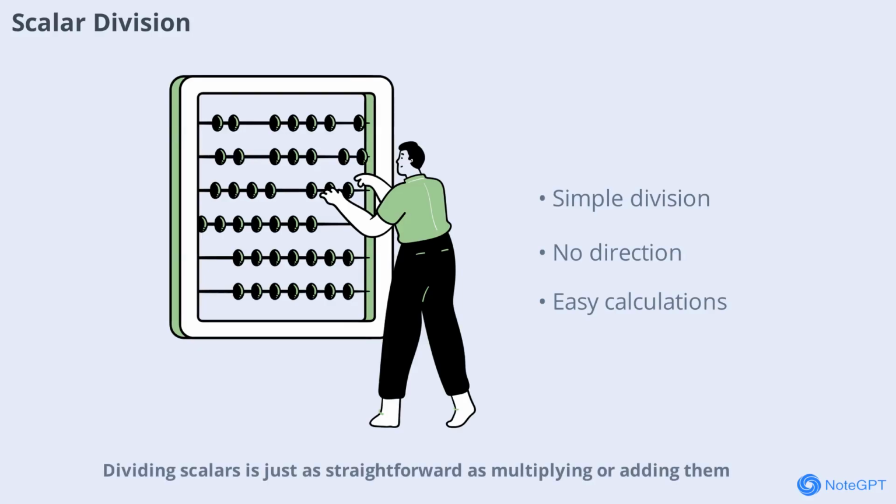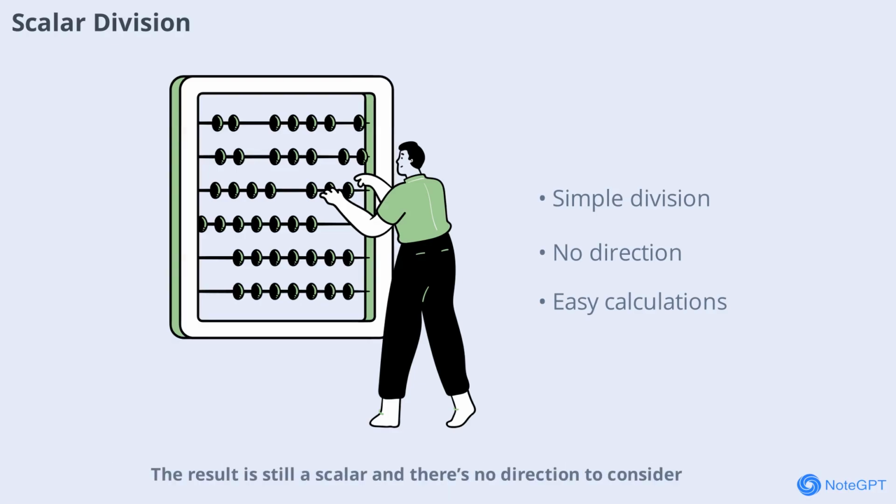Dividing scalars is just as straightforward as multiplying or adding them. For example, if you have 100 meters and divide it by 4, you get 25 meters. The result is still a scalar and there's no direction to consider. This simplicity is one of the reasons why scalars are so widely used in basic calculations.